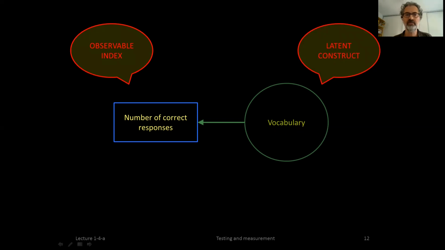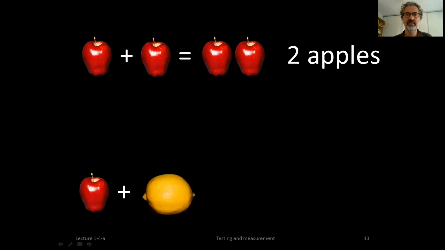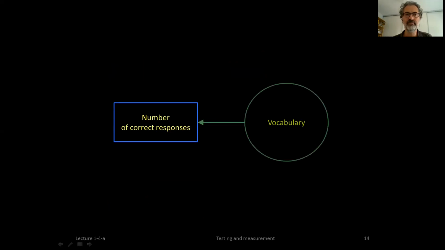Let's think about some fruit instead. So if you have 1 apple and 1 apple, that's 2 apples. Okay. If you have 1 apple and 1 lemon, that's not something in particular. Okay, if you have 1 correct response and another correct response, is it more like 2 apples, or is it more like 1 apple and 1 lemon? If the questions aren't the same, then this is not very straightforward to answer. And the questions are never the same.